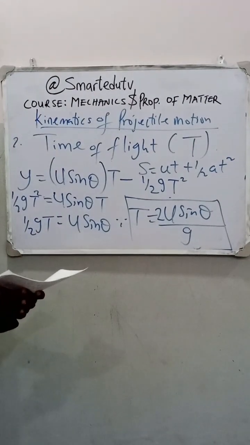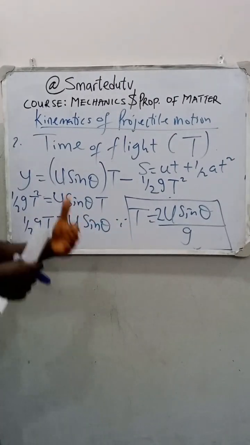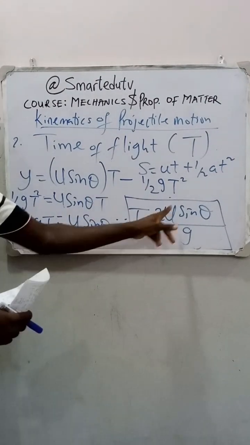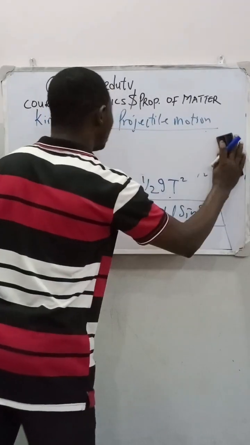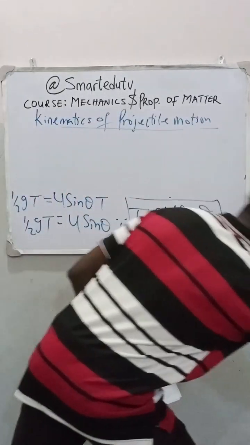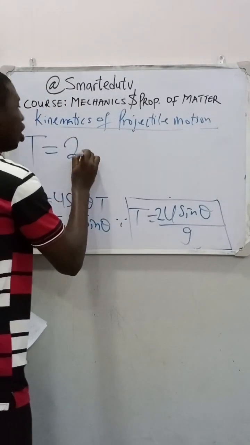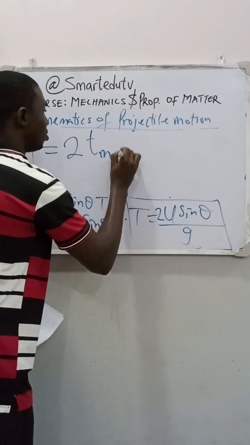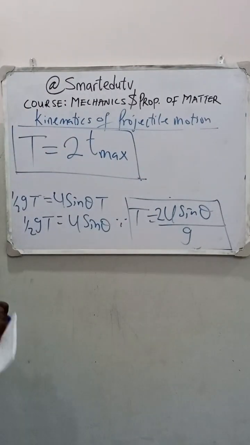Again, what do we notice here? We notice that the time taken to reach the maximum height is expressed as u sin theta over g. And when we solve for the time of flight, we are getting 2 u sin theta over g. It means that I can relate the time of flight to the time taken to reach maximum height. The relationship is that our time of flight, capital T, is the same thing as 2 multiplying the time taken to reach maximum height, T maximum. So this is the relationship that exists between the time of flight and the time taken to reach maximum height. Thank you.